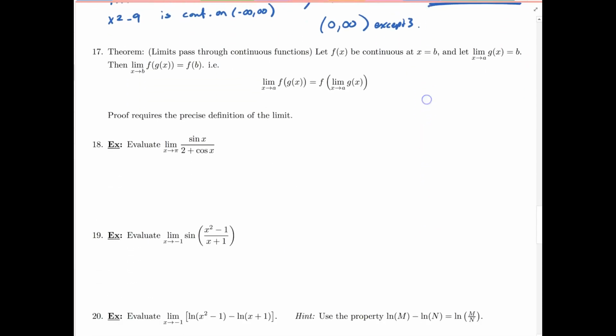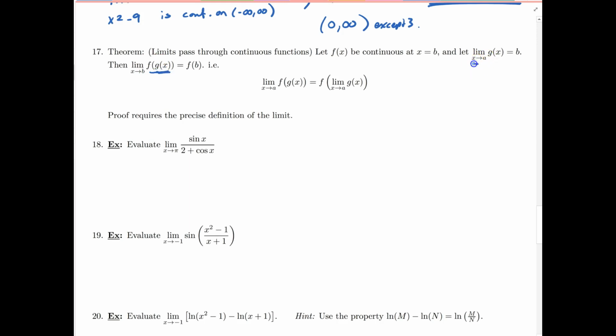Okay. The next theorem we have states that limits pass through continuous functions. Okay? So what I'm saying here is, let's suppose we've got this function right here, f of x, I've got a composition of functions. I've got f of x, and sitting inside of f of x, I've got the function g of x. Okay?